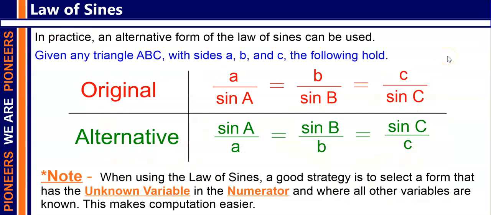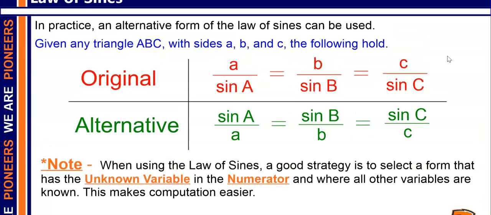Now in practice, an alternative form can be given as well. So the original is where the side is over the sine of the opposite angle, but the alternative is where you can flip it and you can do the sine of the angle over the opposite side.